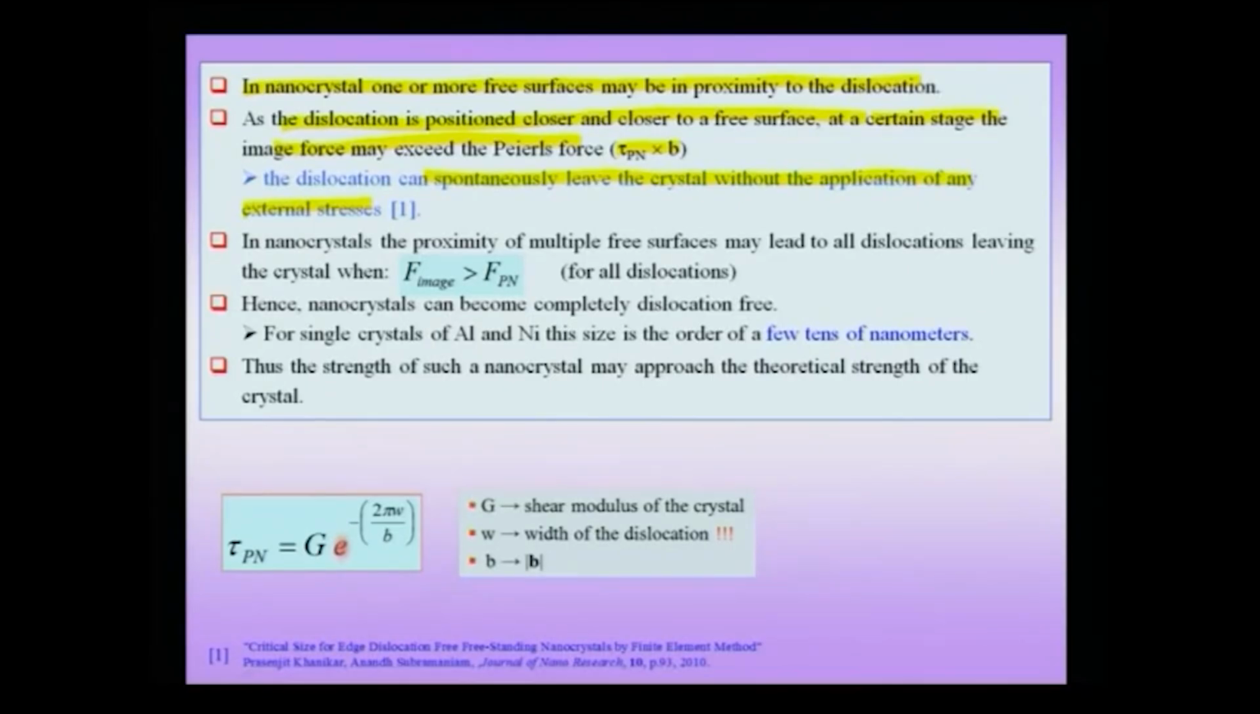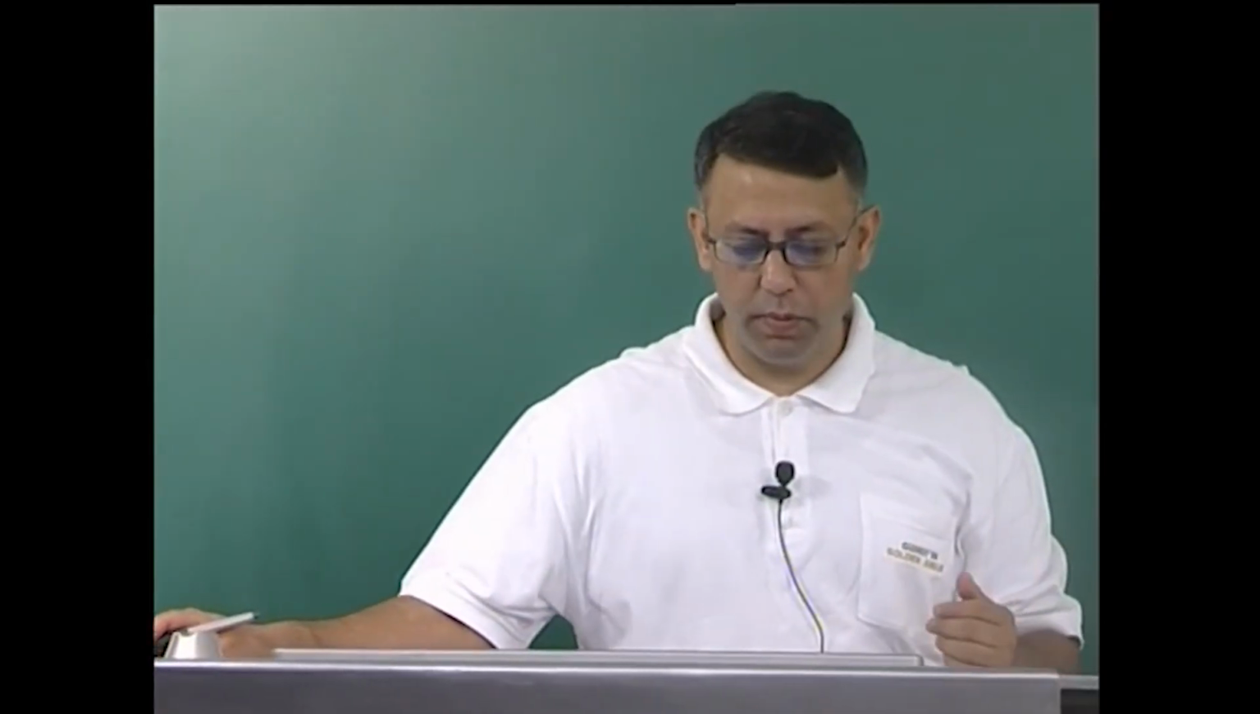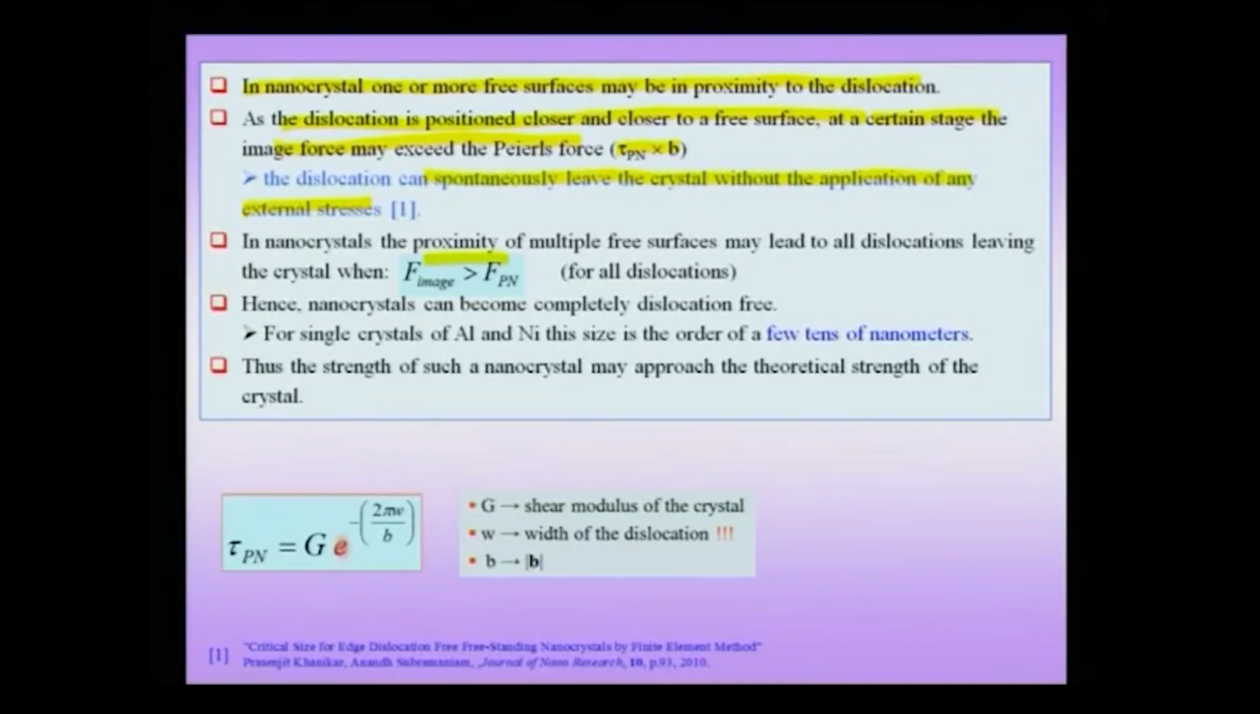So, this is a very important point: as I make my crystal smaller and smaller, free surfaces come into proximity, and the dislocation will feel an image force which will lead the crystal to become spontaneously completely dislocation free, without application of any external stresses, when the Peierls force is exceeded by the image force. So, this of course will happen, as I pointed out, when the image force actually exceeds the Peierls-Nabarro stress, or the Peierls stress, for all dislocations.